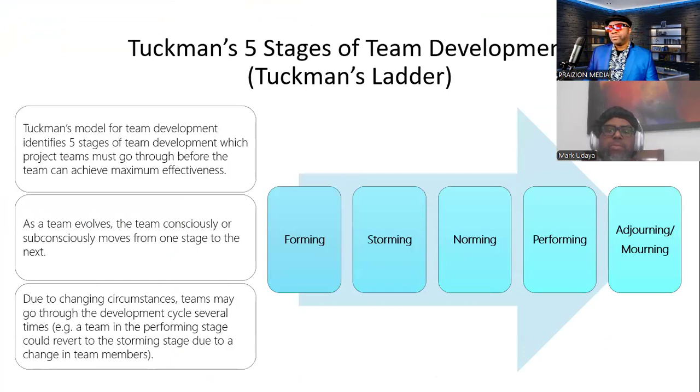And then you also need to understand Tuckman's ladder, the 5 stages of team development. Why don't we like adjourning? Why don't we like that in the world of agile? What happens when you bring a new person in? So you got to understand forming, storming, norming, performing, and adjourning. You got to get those down pat.